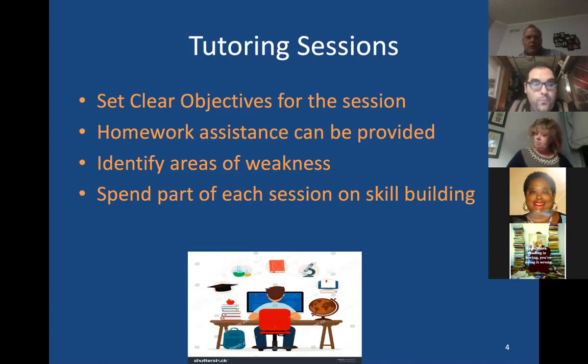So typically what we're asking you to do is start out by providing some homework assistance if the student needs that. The student should at this point be able to share their Clever account with you, where they can access Schoology, show you what they're doing in class and what they're doing for homework, and be able to walk you through that by sharing their screen. And then you're going to identify areas of weakness and spend part of each session building those skills that they may not have mastered or have a weak foundation in.